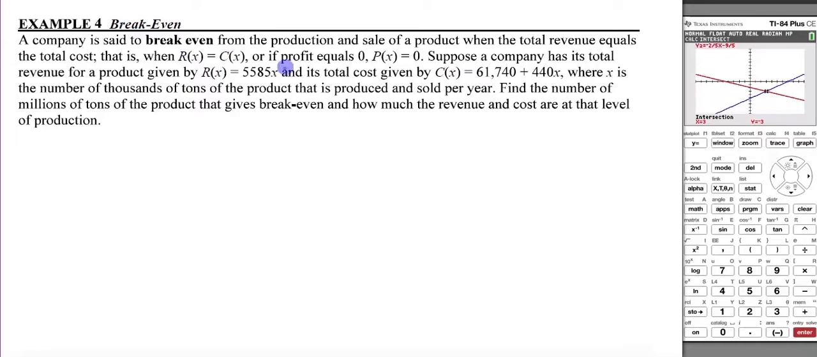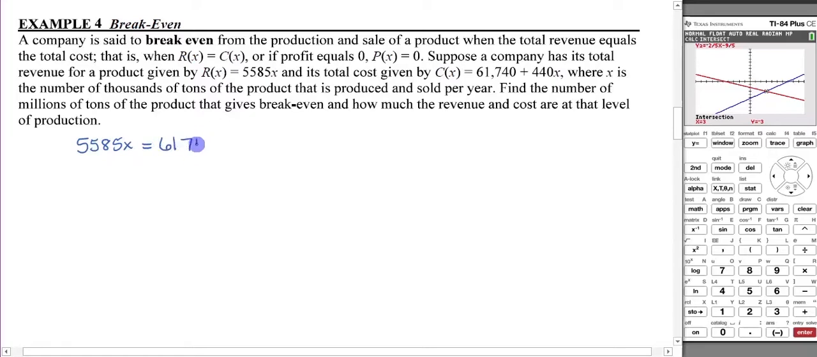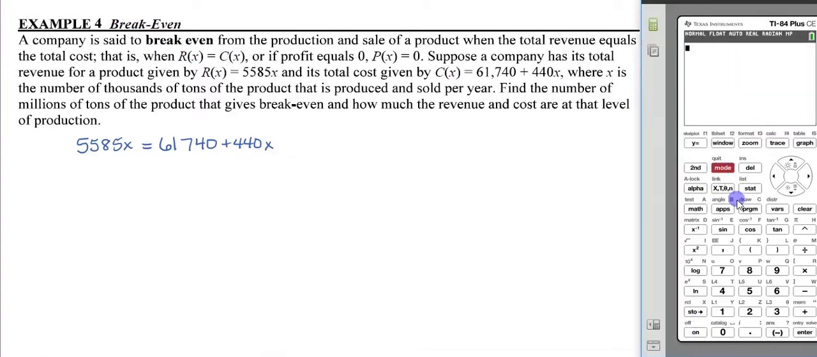So to find our answer here, we have our R of x function set equal to the C of x function. That is where our revenue equals the cost, and we would break even. Okay. So if we go ahead and solve this algebraically, you can solve this any method that you like.